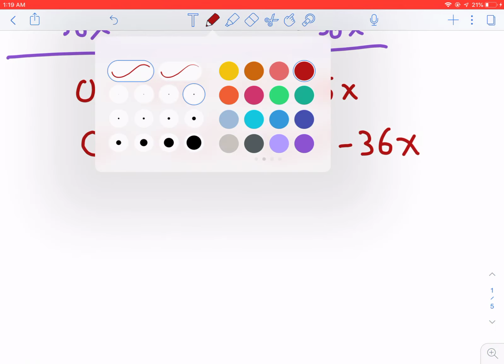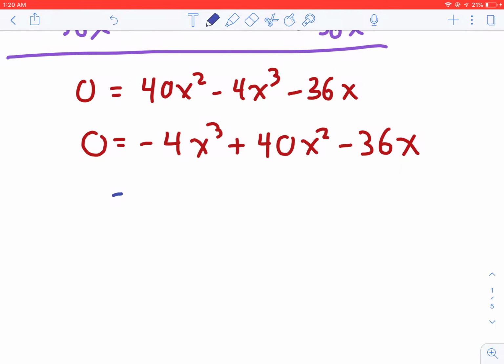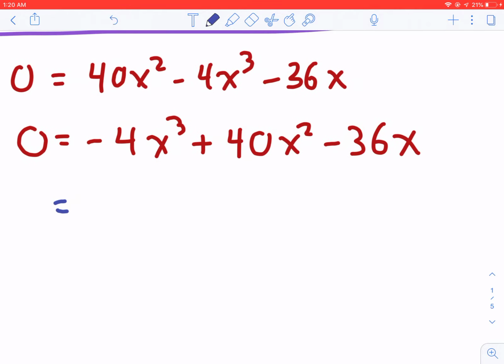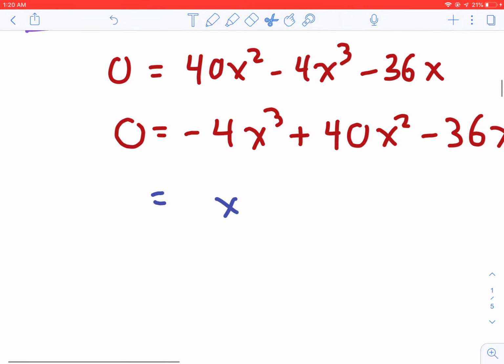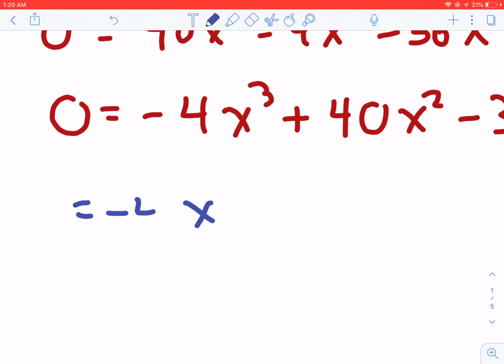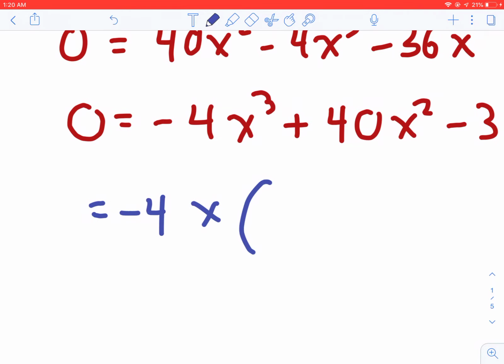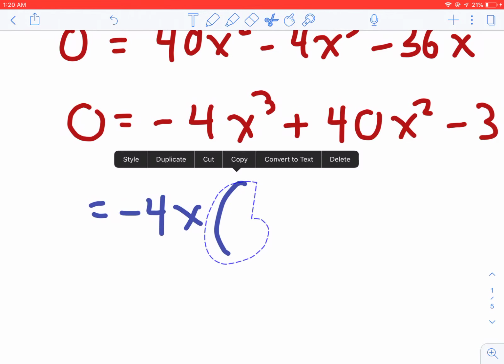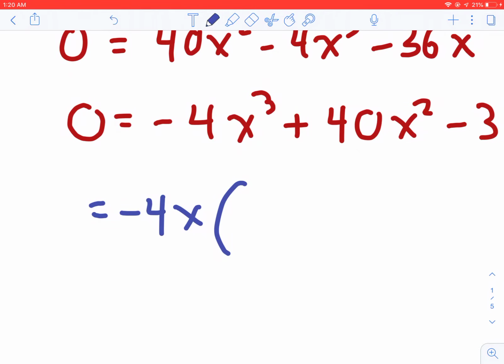And now let's look for a GCF. So GCF, I notice they all have an x, so I can take out an x. And 4, 40, and 36, they're all divisible by 4, so I can also factor out a 4. So I'm going to factor out a negative 4 because I don't want my guy in front to be negative. Makes it a lot harder. So because the leading guy is negative 4x cubed, I'm going to factor out a negative 4.